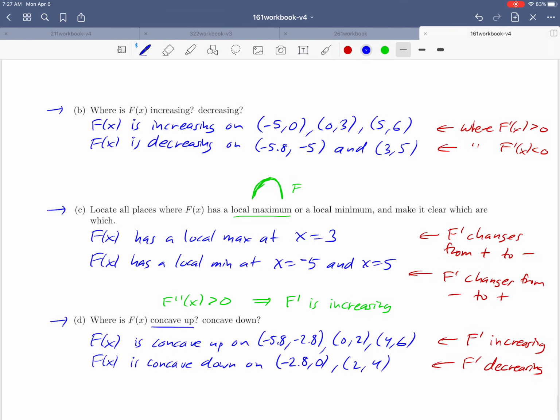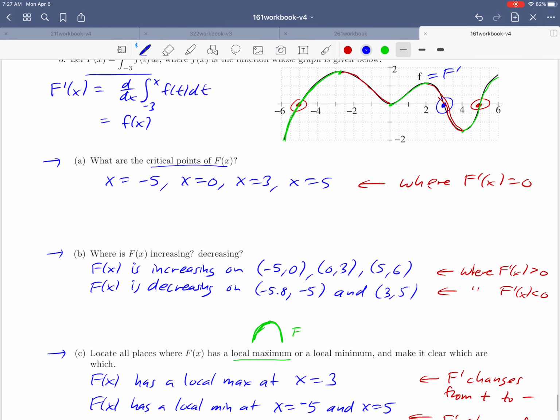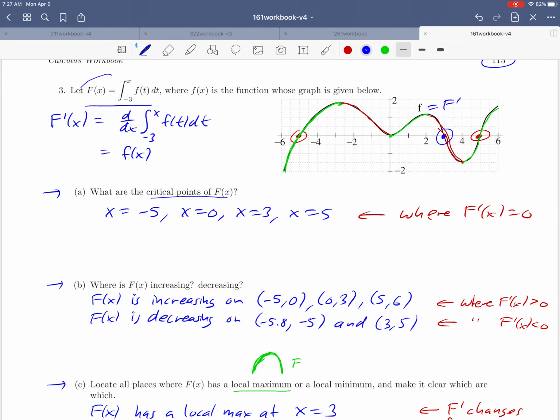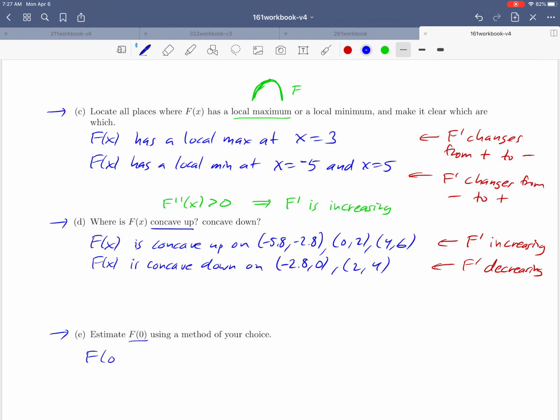Okay, we've got one part to go here, and then we're done. So part E is asking us to estimate capital F of 0. Okay, how would we do that? Well, remember how we defined the function capital F. That was defined to be this integral. So if we want to calculate capital F of 0, we need to plug 0 into that function. So by definition, it would be the integral from negative 3 to 0 of our function.